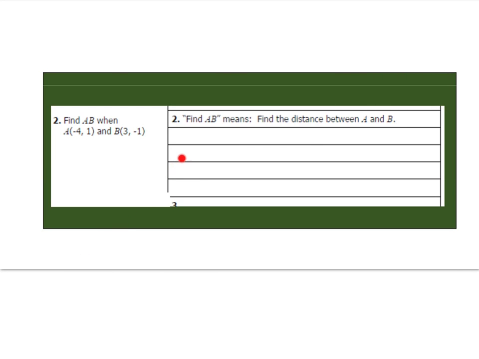This here is asking the same question. It says find AB. You don't see a bar or anything. What does it mean? It means find the distance between point A and point B. Or what's the length of the segment? I'm going to give you a chance to go ahead and set that up with your x1, y1, x2, y2. Push pause, work it out, and see what you get.